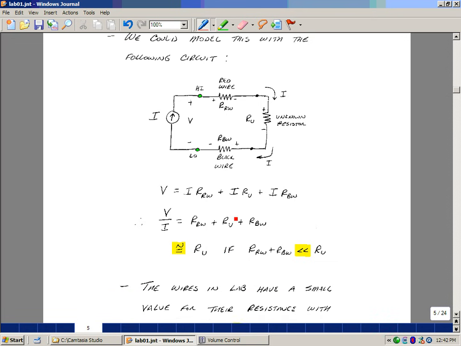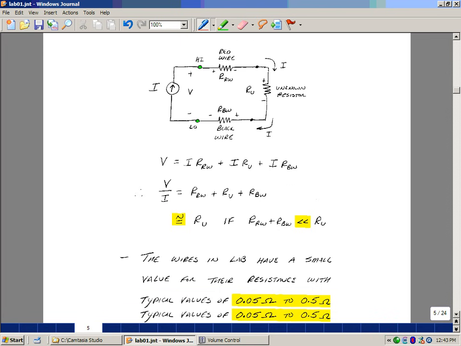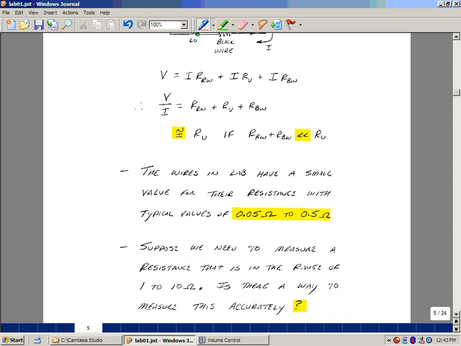Now, for measuring a sample where we have a pretty large value for this, these are typically in the 50 milliohms to maybe as high as half an ohm range. And so if this is large enough, we could pretty much ignore those two wires and the resistance that they contribute to the overall resistance. And this is true for almost all the things we're going to do in lab this semester. But suppose you wanted to measure something that was maybe 1 ohm to maybe 10 ohms. Then these values would become significant in terms of the accuracy of our reading.